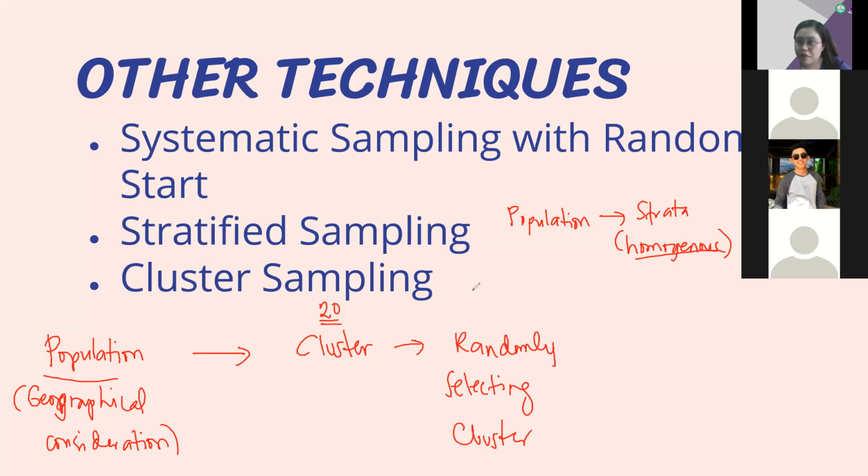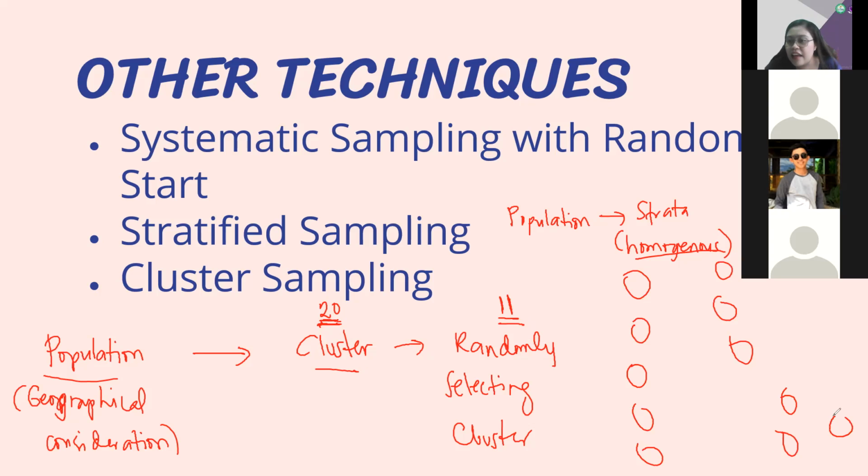Pwede ka din dito mag-Slovin's Formula or mag-Raosoft or any software you can use to compute the sample size, pero sa cluster muna. So for example, after mo nag-compute sa Slovin's Formula, using this 20 here, ang result will be 11. So kung 11 yan siya, you will just select randomly 11 clusters galing dito.